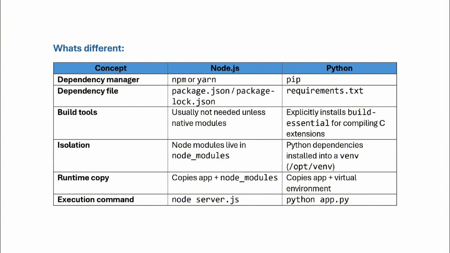Python explicitly installs build-essential for compiling C extensions. Isolation. Node modules live in node_modules, whereas in Python dependencies are installed into a venv, that is /opt/venv. Runtime copy. In Node this copies the application plus node_modules. In Python this copies the application plus the virtual environment. Execution command: node server.js in Node and python app.py in Python.